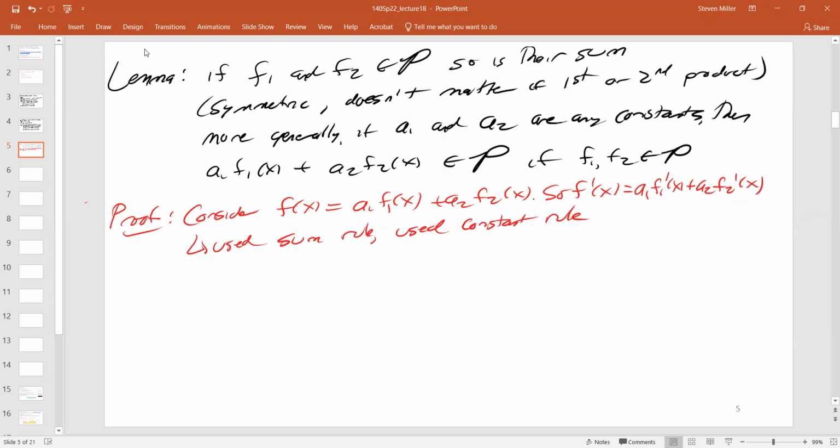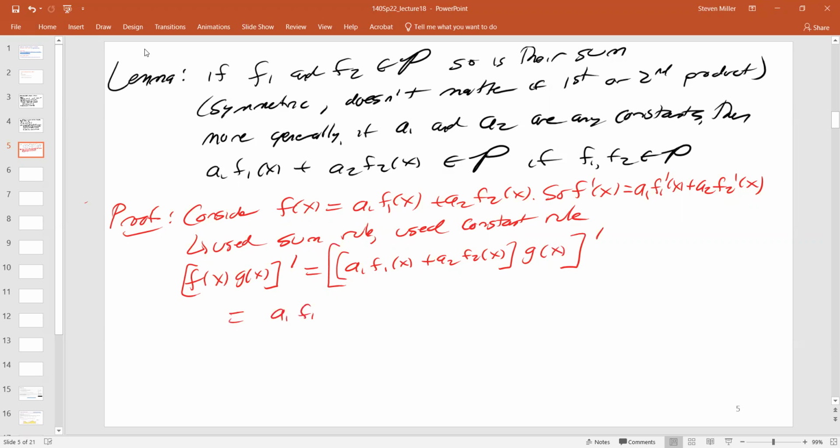Okay. Now, let's look at f of x times g of x. Let's take the derivative. This is a1 f1 of x plus a2 f2 of x, times g of x, prime. This is a1 f1 of x g of x plus a2 f2 of x g of x, prime. What should I use to handle the derivative of that? What rule should I use now?